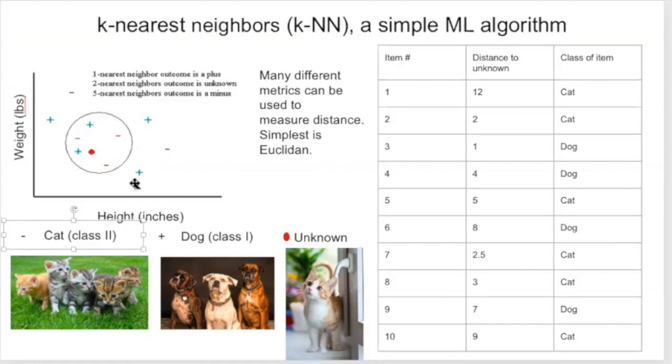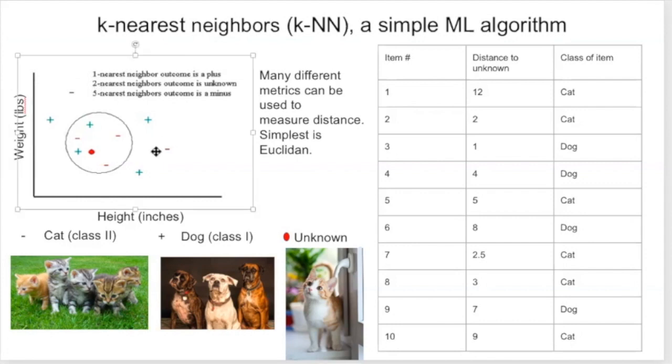So wherever you see a minus, it's a cat. And then you say, okay, can you get a few dogs and make the same measurements? Measure their height and measure their weight, and then plot them on the same plot. This is what you can do, right?